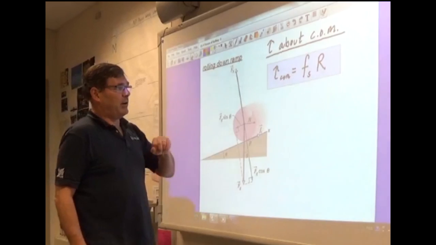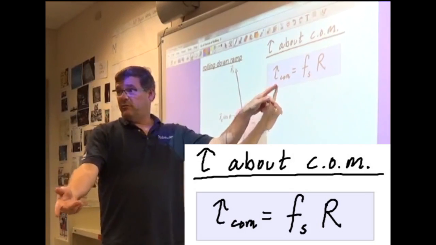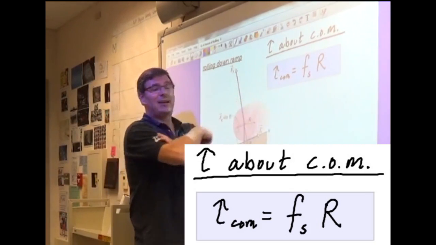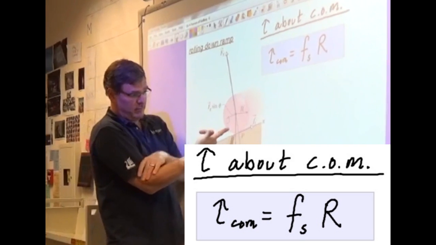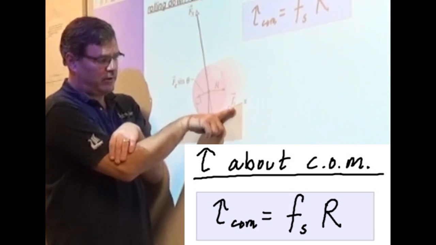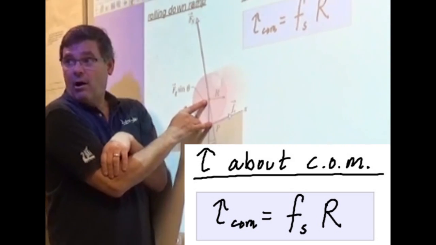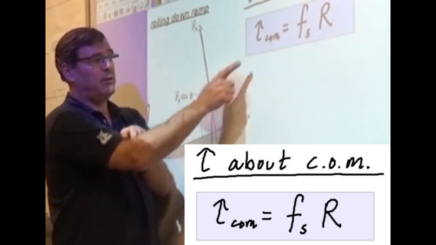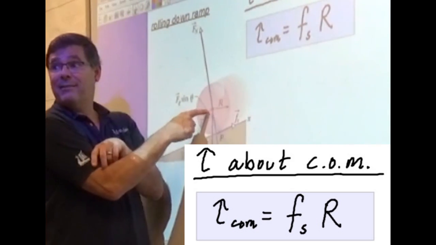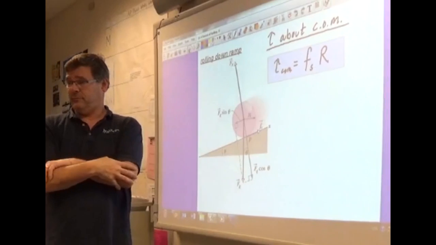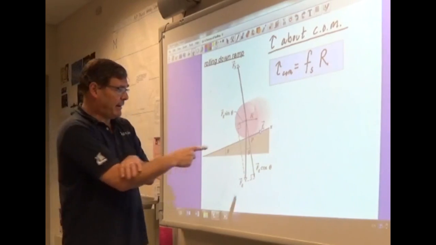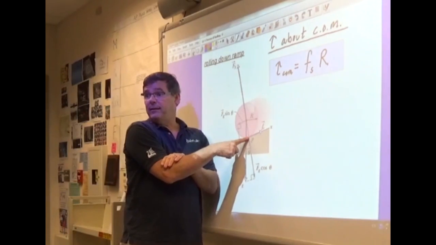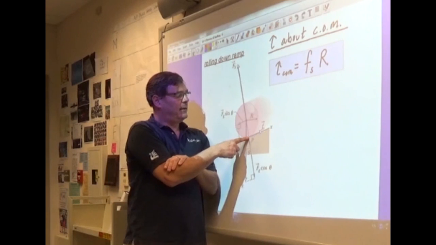So the first one I'm going to use is, just like the book uses, torque about the center of mass. And the book showed, and we talked about it, this frictional force times R is the torque produced by the friction, and it's rotating about the center of mass. What if we think about it as rolling about point P? Remember, we talked about that last week.